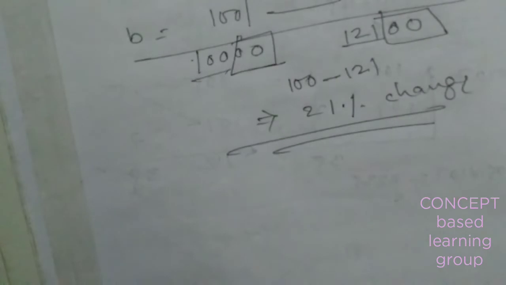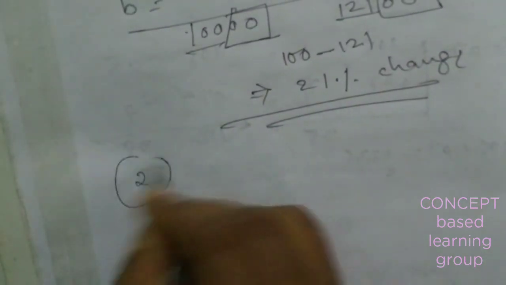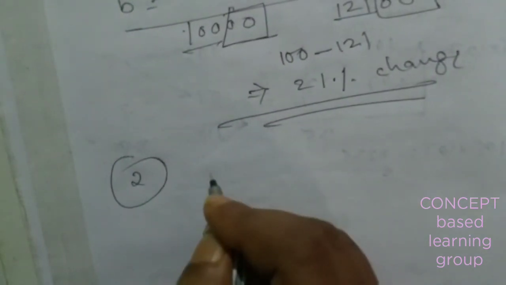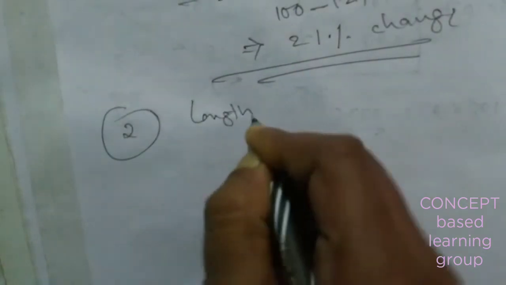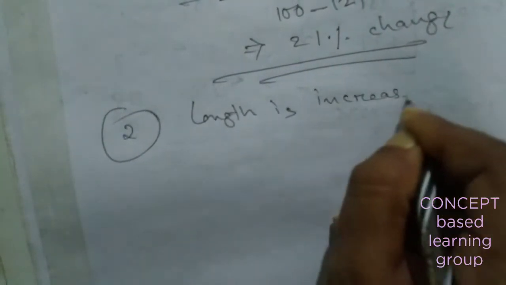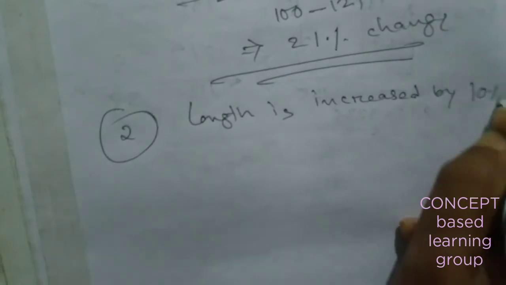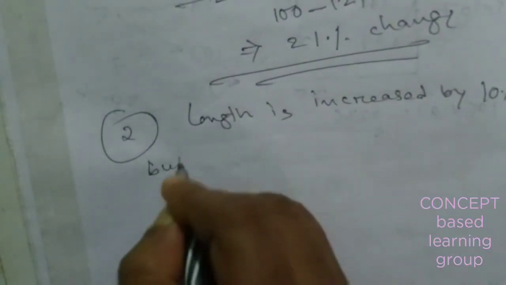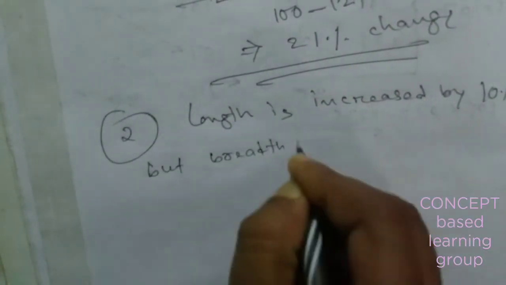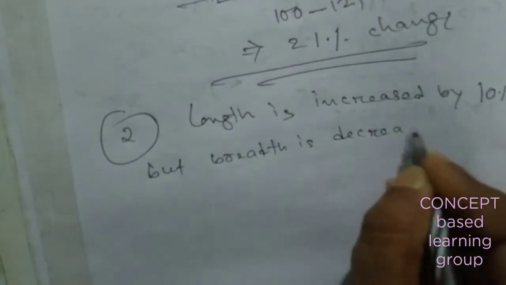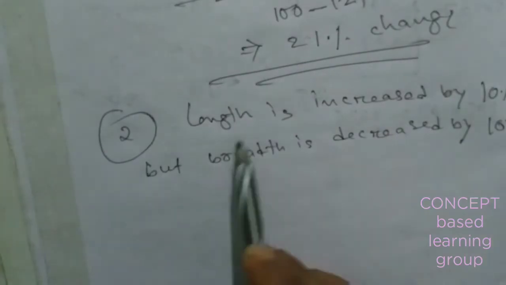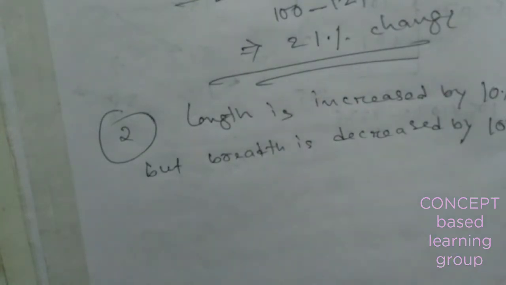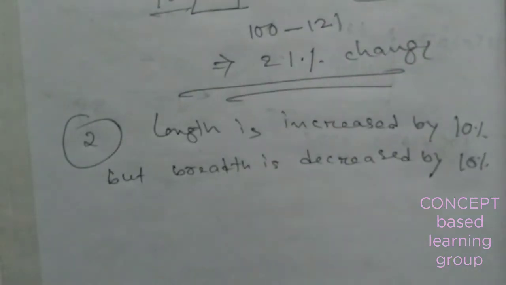It's very simple. Let us see the next example. Number 2. Here the question is of a different kind. In this question you will find that length is increased by 10%, but the breadth is decreased by 10% only. Earlier the question was about the increment of length as well as breadth, but here the length is increased but breadth is decreased.